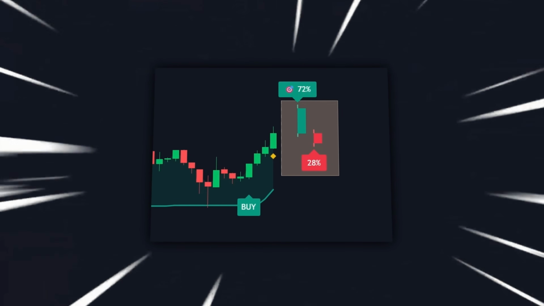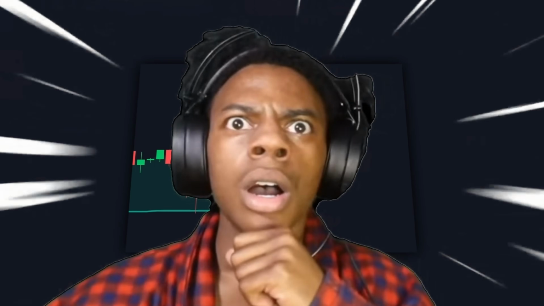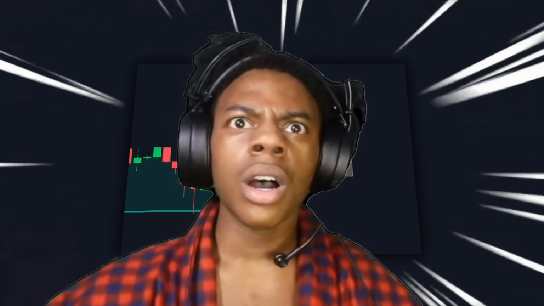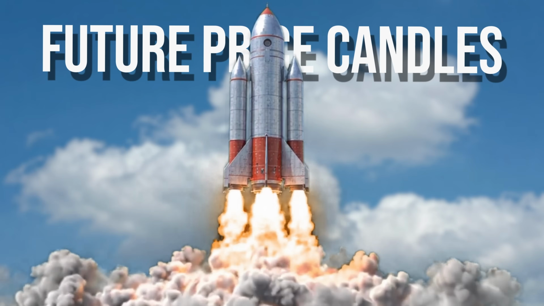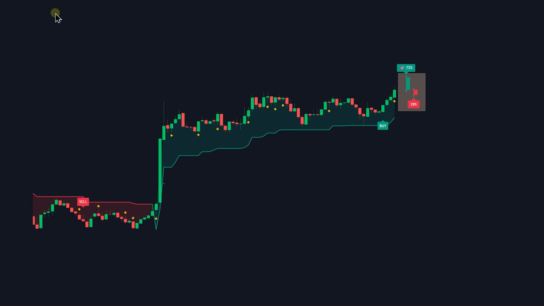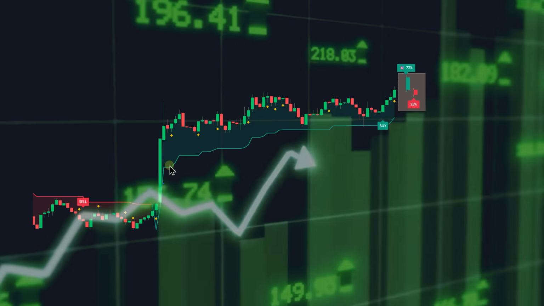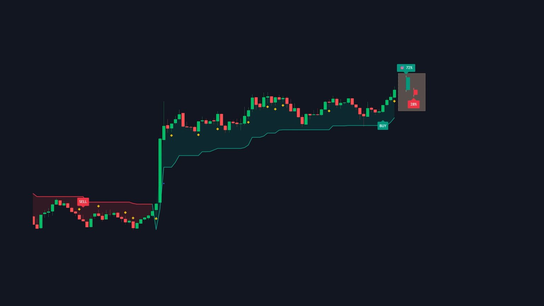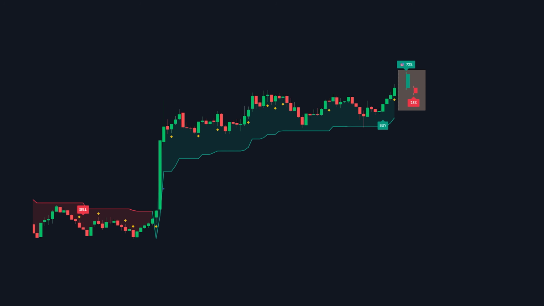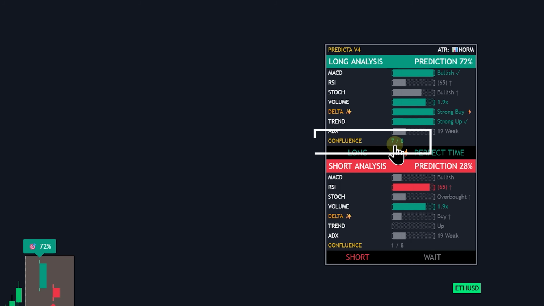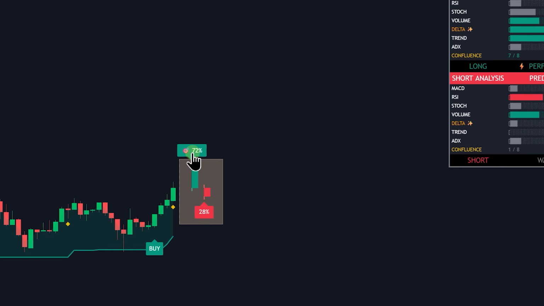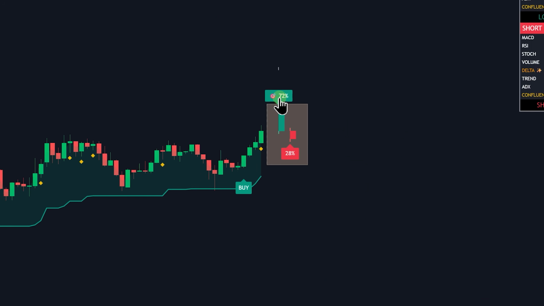Oh, I know what you may be thinking. Clickbait! Like what? So there is an indicator that can predict future price candles? Well, take a look at this. Here we had a bullish trend, and then this indicator indicated using not 1, not 2, but 7 confluences that the next candle has a 72% probability of being bullish.